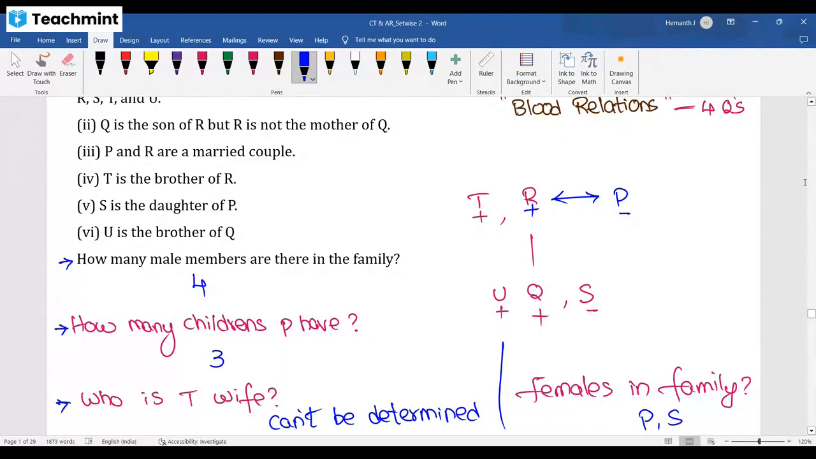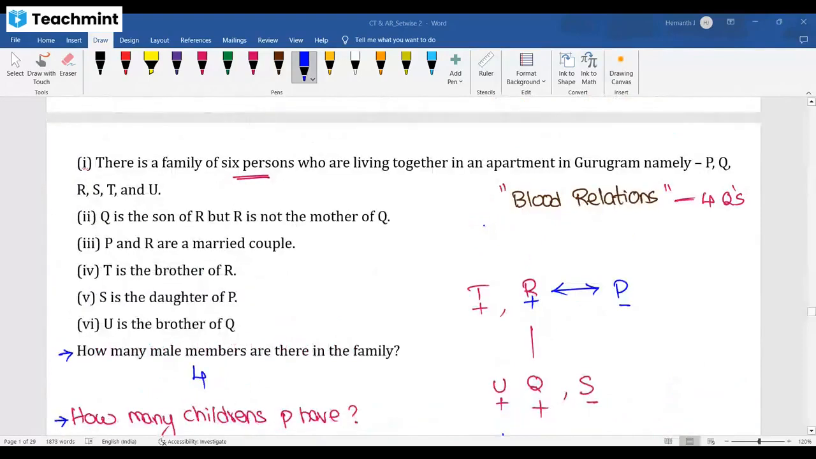No, why is T under family? T is of the same family only. P and S are females, correct? T is not from under family. They are parents' brother, right? For U, Q is parents' brother. P may be from under family. They gave the question here. They are living together.